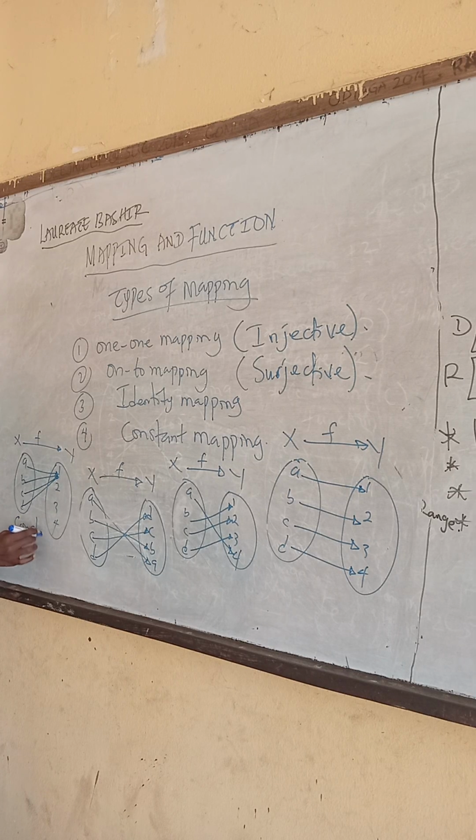That's all the definitions, differences and explanations on the types of mapping. Please get all these definitions clear. The next video we are going to do is on composite mapping and the inverse of a mapping, and that's where the calculations are.